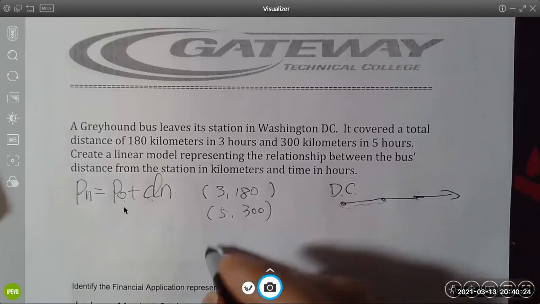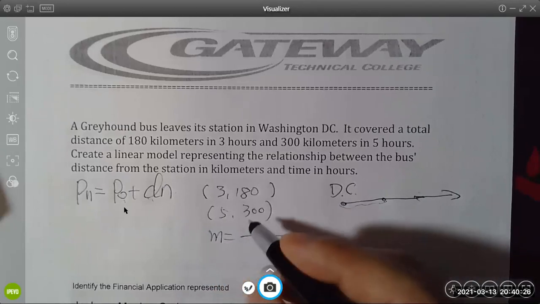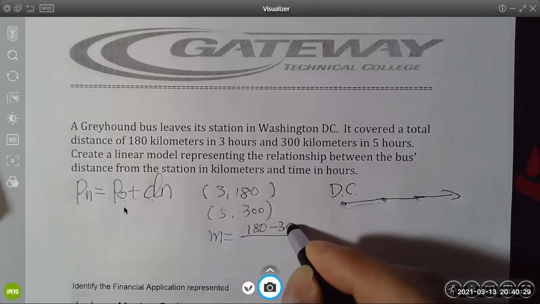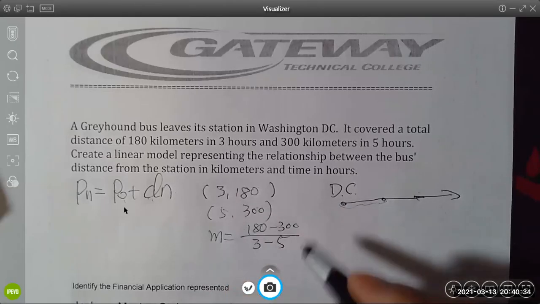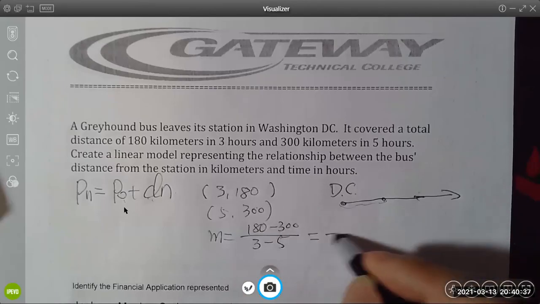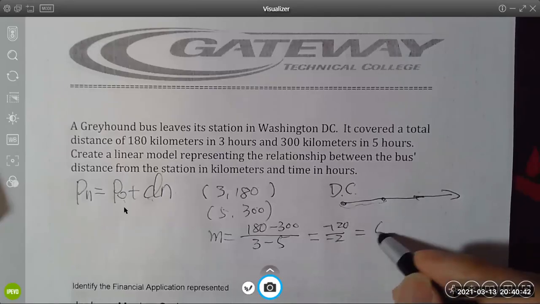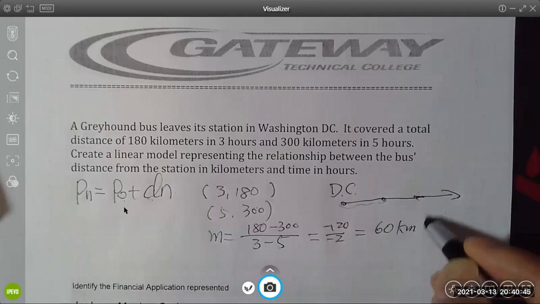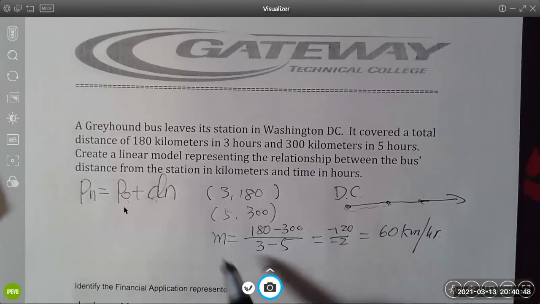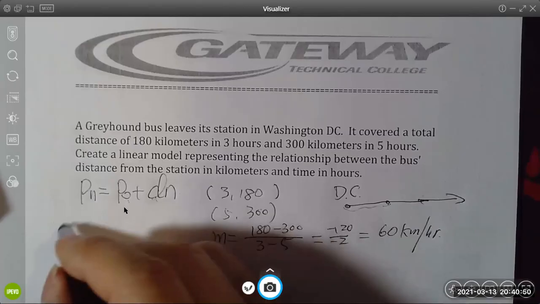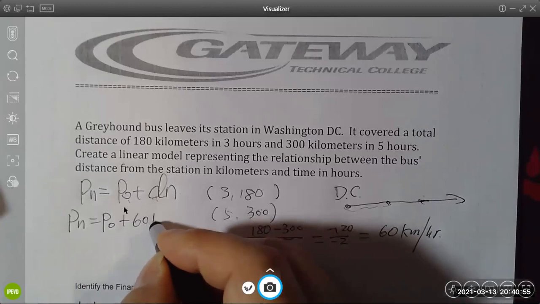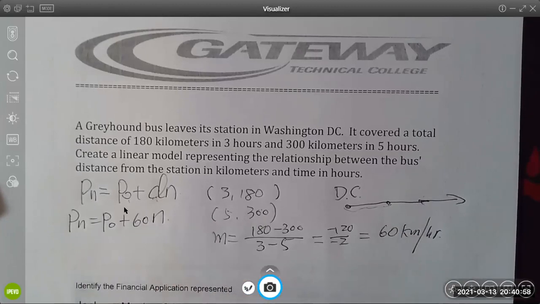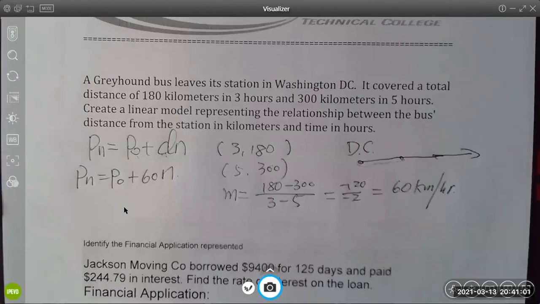So we use our famous formula, y minus y over x minus x. It doesn't matter which one minus which, as long as you do it in a consistent way: top minus bottom, top minus bottom. If we do that, that's negative 120 over negative 2, and a negative divided by a negative is positive. So 60 kilometers per hour, that's our speed, that's our slope. So put it in here, 60. So Pn equals P0 plus 60n. Now we still need to find P0. How do we find that? Actually, I did that on the previous slides.